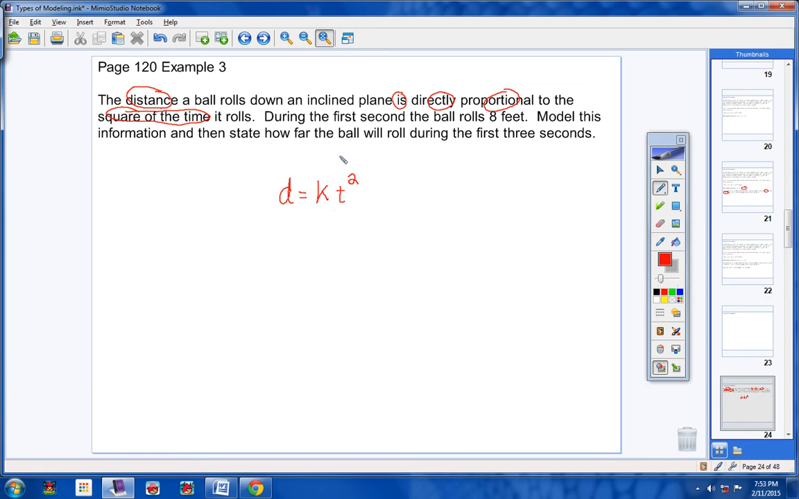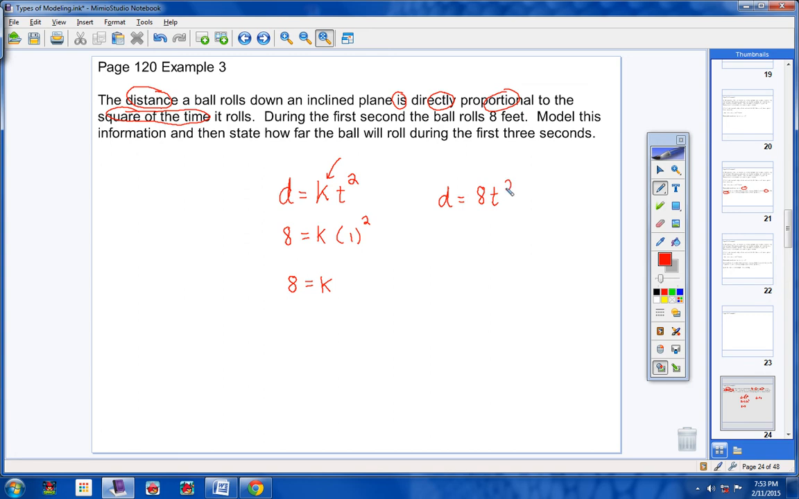Now, all we have to do is find k, and then we'll have the model completely done. That's what it says to do. Model this situation. During the first second, so my time is 1, the ball rolls 8 feet, so my distance is 8. Now let's solve for k. 1 squared is 1. 1 times k is k. So 8 equals k. So here's my model. d equals 8t squared.